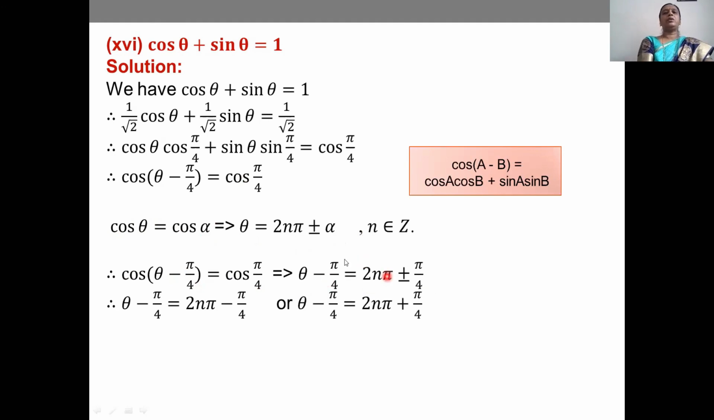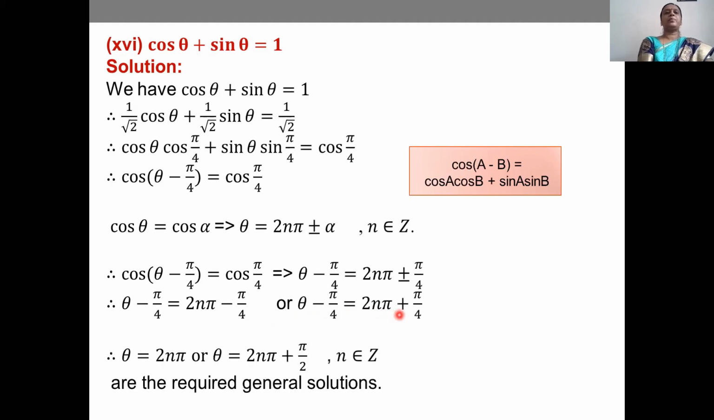Now here we got two equations, plus and minus. Separate those equations. First equation will be theta minus pi by 4 is equal to 2n pi minus pi by 4, or theta minus pi by 4 is equal to 2n pi plus pi by 4. After simplification, we will get theta is equal to 2n pi, or theta is equal to 2n pi plus pi by 2, n belongs to Z. These are the required general solutions of the given problem.